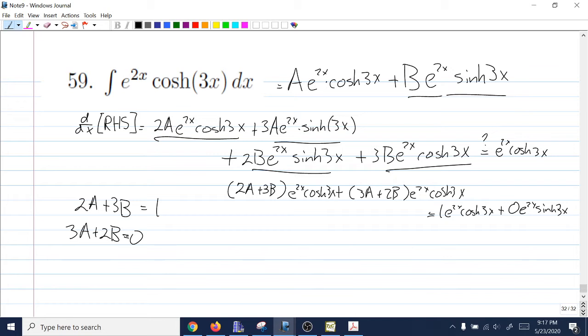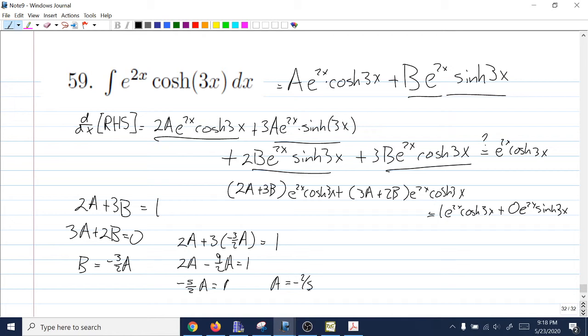What does this tell me? This tells me b is negative 3 halves a. Stuff that into the top line: 2a plus 3 times negative 3 halves a equals 1. So 2a minus 9 halves a better equal 1. 4 minus 9 is negative 5 halves a equals 1. So I think a is going to end up being negative 2/5.